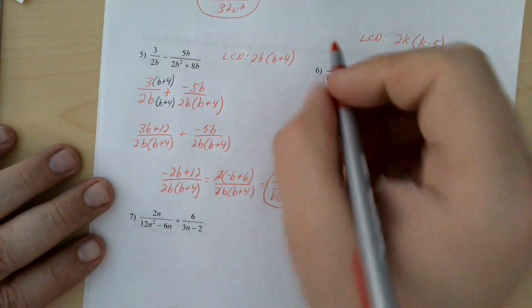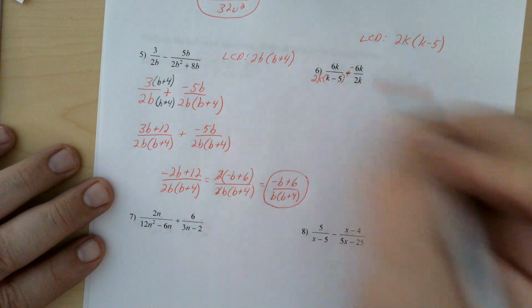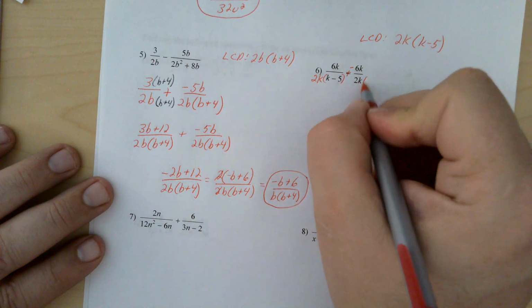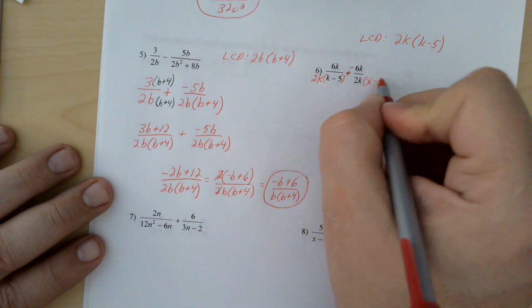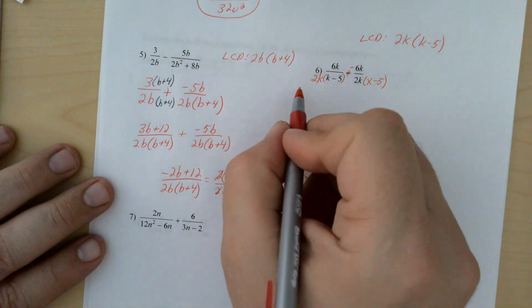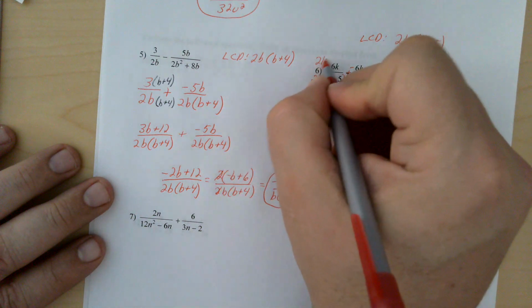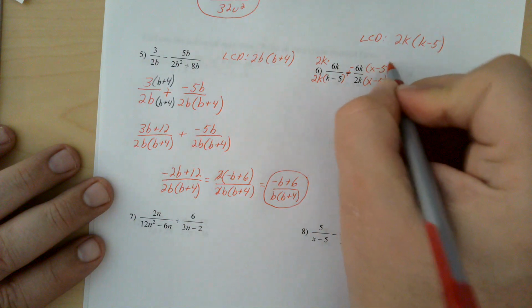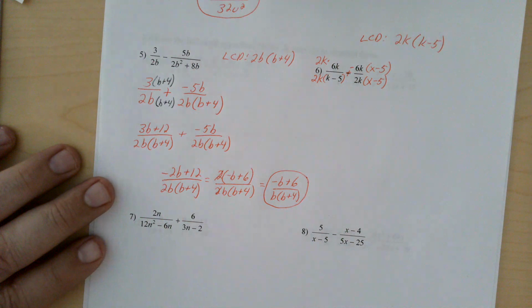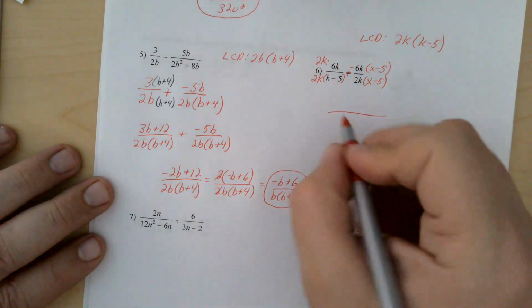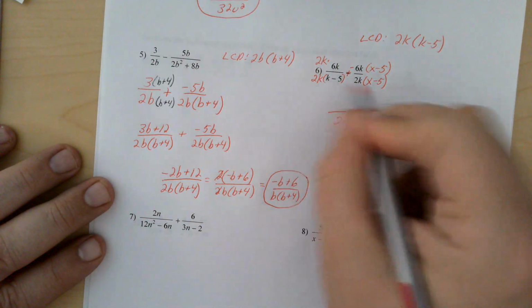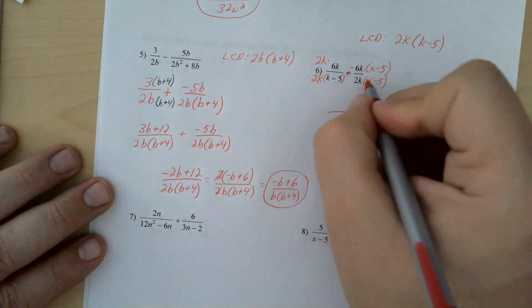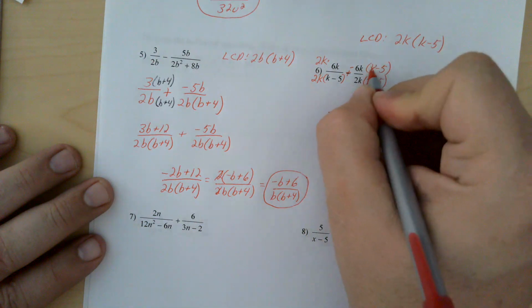So this fraction is missing the 2k. This fraction is missing the k minus 5. So whatever you do to the bottom, you must do to the top. So I'm going to multiply, and then this is going to be multiplied by k minus 5. Okay, so up top, I'm going to write this as one fraction because both denominators, that's a k, not an x.